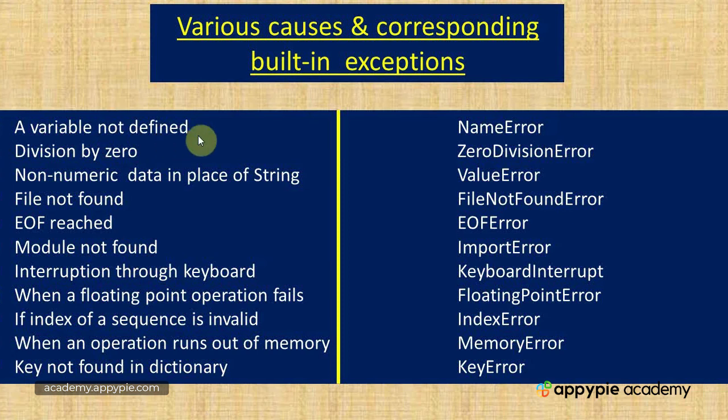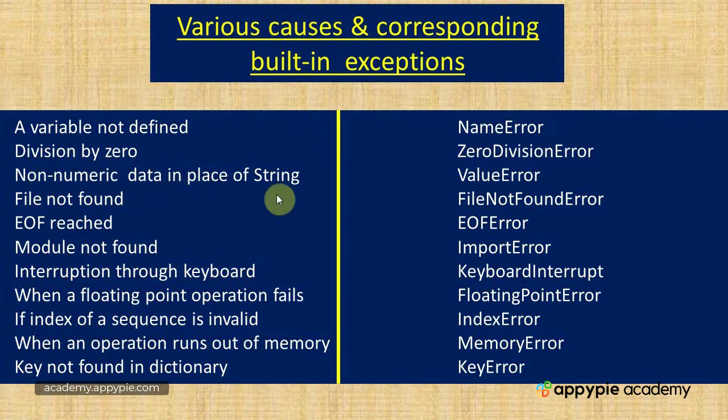A variable not defined. Suppose I have not defined a variable, but I am trying to use it in my Python program. This is an exception, and the name of this exception given by Python is NameError, where N and E are capital. Division by zero. All of us know that division by zero is not allowed. So if the programmer tries to divide any number by zero, there will be an exception, and the name given to this built-in exception is ZeroDivisionError.